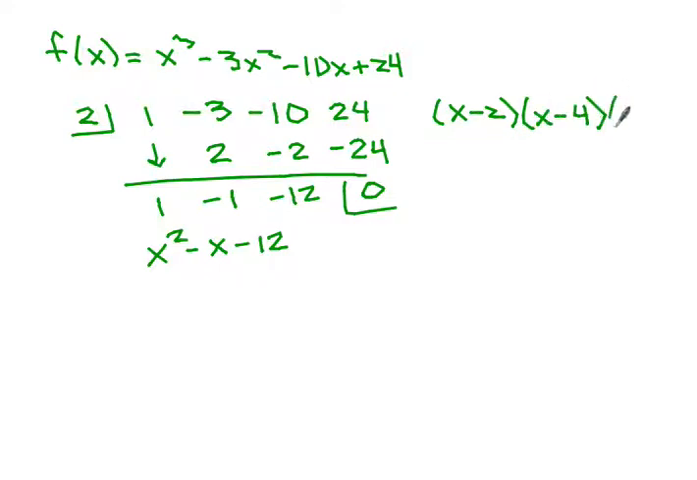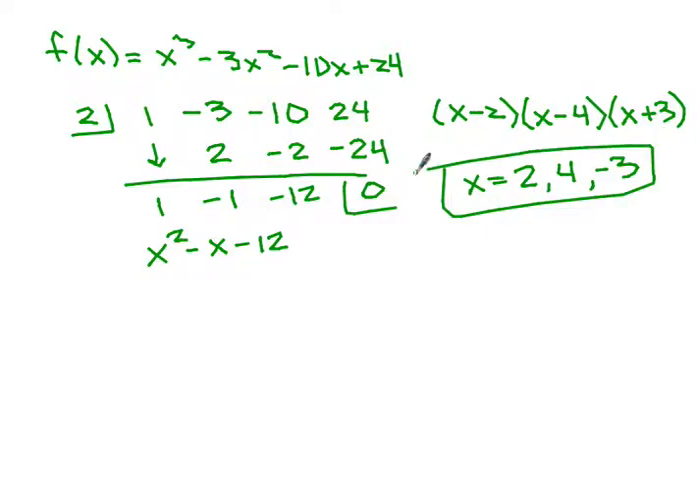Negative 4. So x minus 4, x plus 3. Which tells me the zeros of this function are x equals 2, 4, and negative 3. We can find our zeros. Okay, so you'll have to find the zeros.